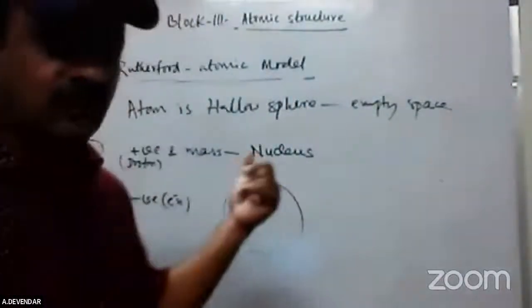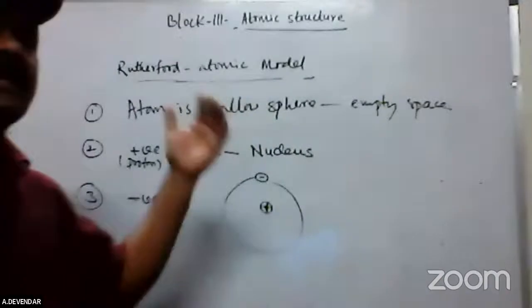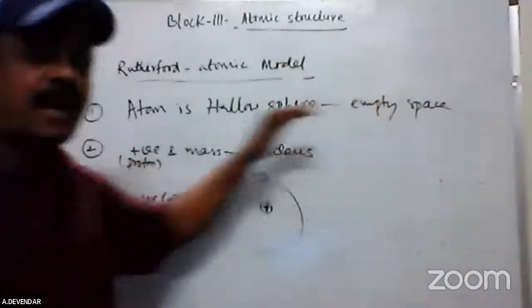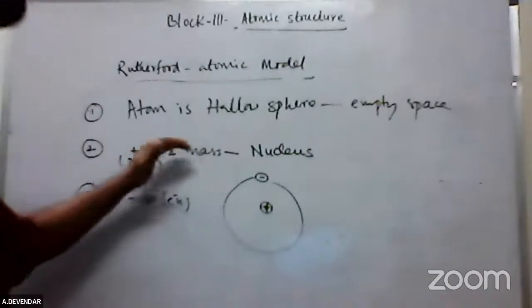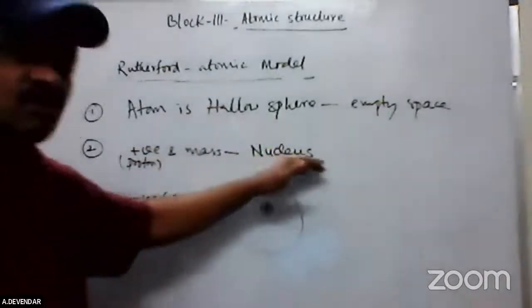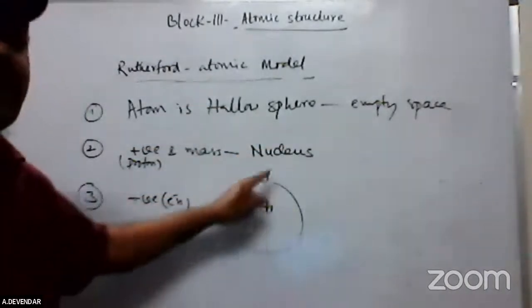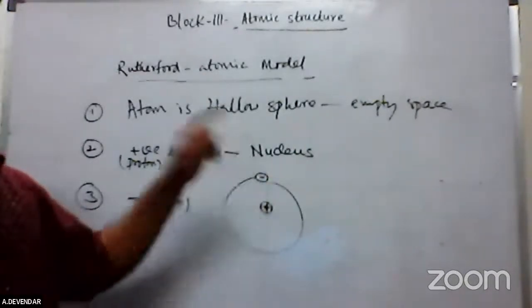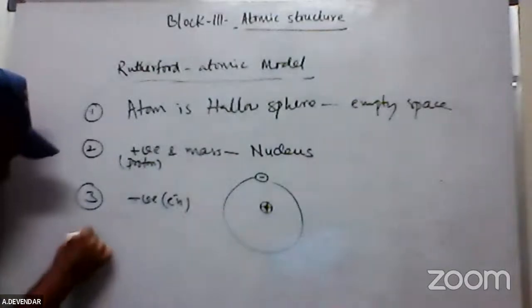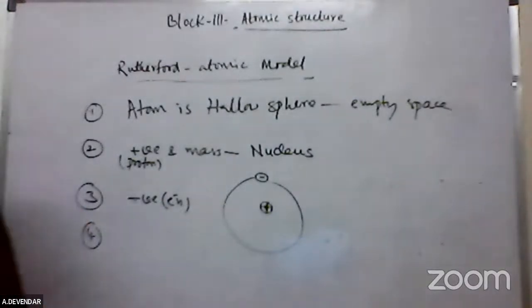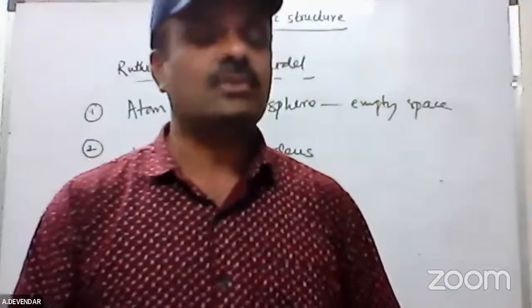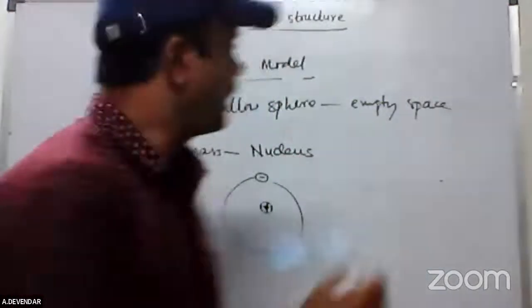Next, we will go to the Rutherford model. By means of the alpha ray scattering experiment, he concluded that the atom is a hollow sphere, most of it empty space, and the positive charge and mass are concentrated at the center, called the nucleus. Around the nucleus, the electron is revolving with very high velocity. Next point: the revolving electron is just like our planetary system, that's why the Rutherford atomic model is also called the planetary model.